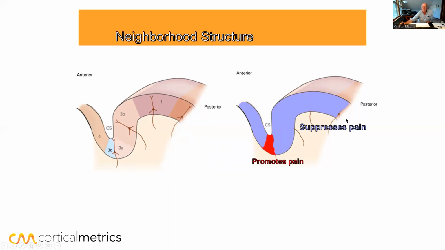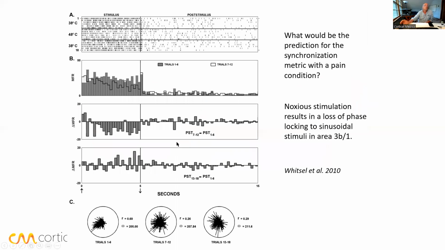And here's an area that suppresses pain. Just think that these areas are always fighting with each other, and they're trying to dominate for that perception to be felt. If you have a painful stimulus, it gets felt. But if you have chronic pain and it's active, it's going to be suppressing activity in this area. So what would be the prediction for a synchronization metric with a pain condition?